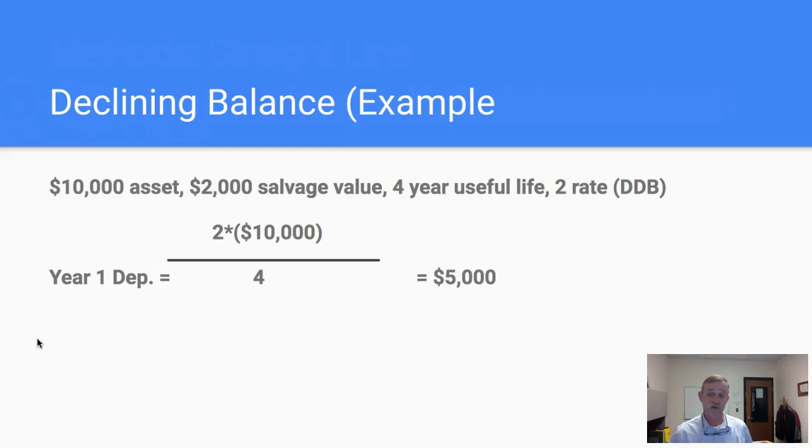Now, can anybody figure out on a straight line basis what that would be? I'll give you a couple of seconds. Okay, so on a straight line basis, we're going to take 10,000 minus the salvage, which is 8,000, divided by 4, and you would have depreciation of 2,000 per year until you get down to your salvage value. Alright, so that's the difference. We accelerate the depreciation at the beginning of that asset. Many assets we would use this for, or could use it for, because it would actually describe the value of the asset more accurately.